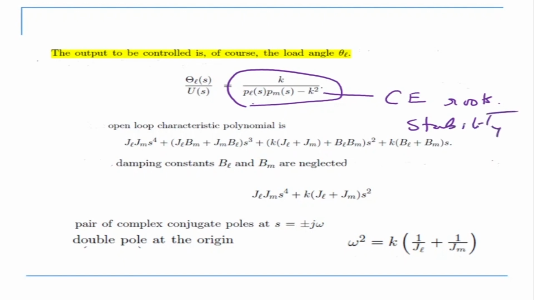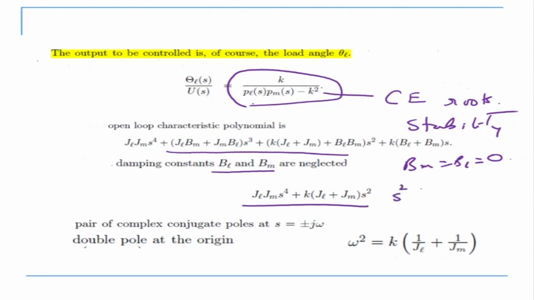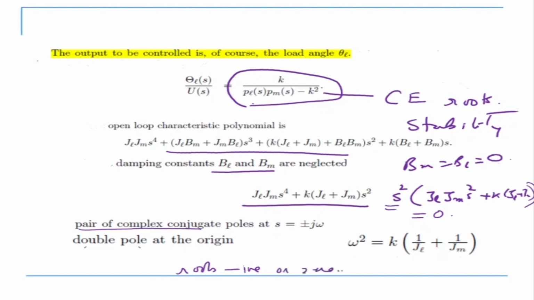Okay, so if I expand the equation, then what we get, putting in all the terms, is this. Now we can say that BM and BL are very small, so BM is equal to BL, which is damping is small, is equal to 0, so I end up with S squared into JM JL S squared plus K into JL plus JM. Now if I put this equal to 0 to find the roots, we'll have two roots at the origin, and we'll have a pair of complex conjugate roots. Now this means that all the roots are negative or 0, and hence this is a stable system. Okay, so this system is stable.